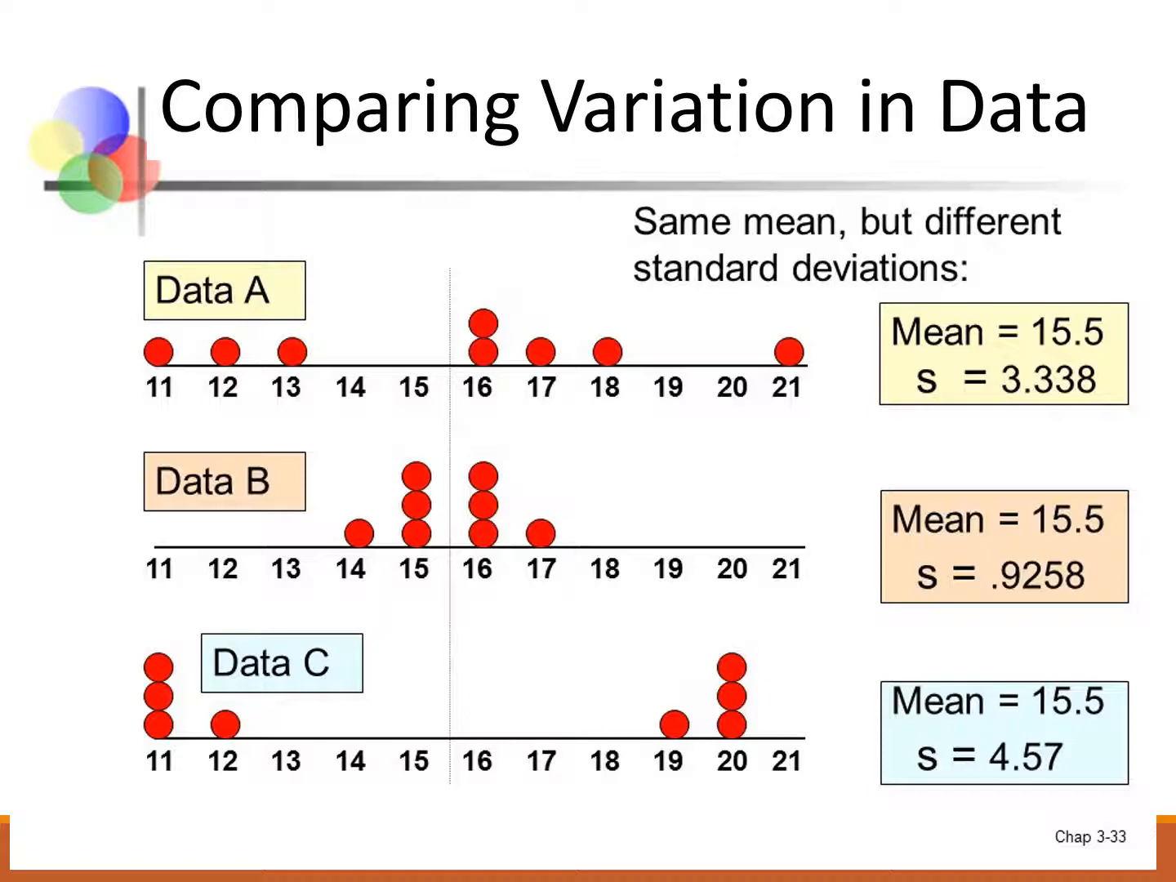Now there's something called standard deviation, which is a measure of how spread out this data is. And we can see in this distribution, we have a standard deviation of 3.338. In the middle one, which is the least spread out, we have 0.9258. And this bottom one, which is the most spread out from the actual mean, we have the largest standard deviation.